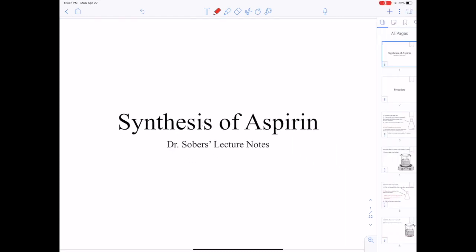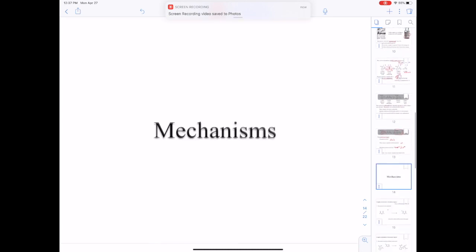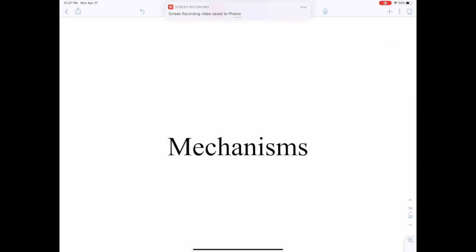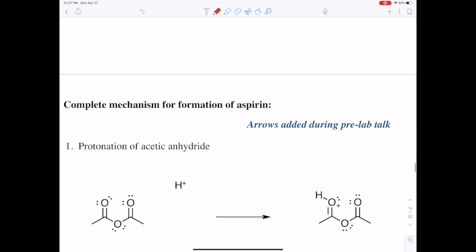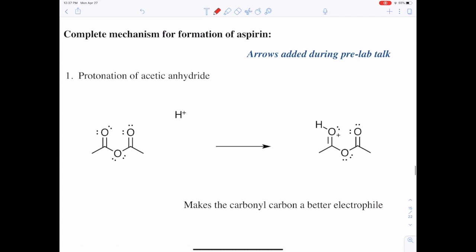Okay, we want to continue our synthesis of aspirin discussion, and I want to take a look at the mechanisms. There are a couple of different reactions we can look at, and they're all examples of nucleophilic acyl substitution reactions. So let's look at the mechanism for the synthesis of aspirin itself.